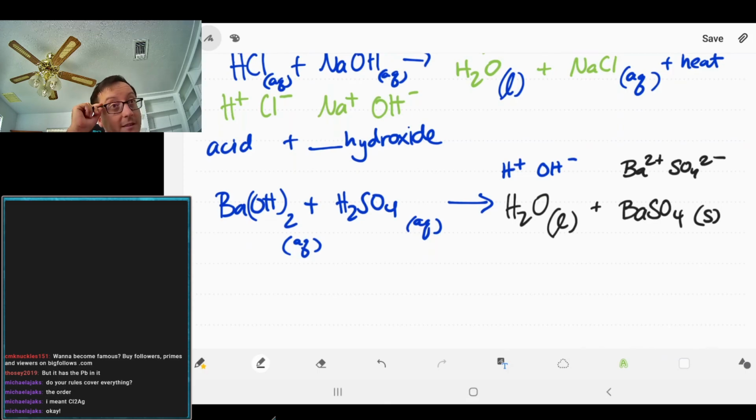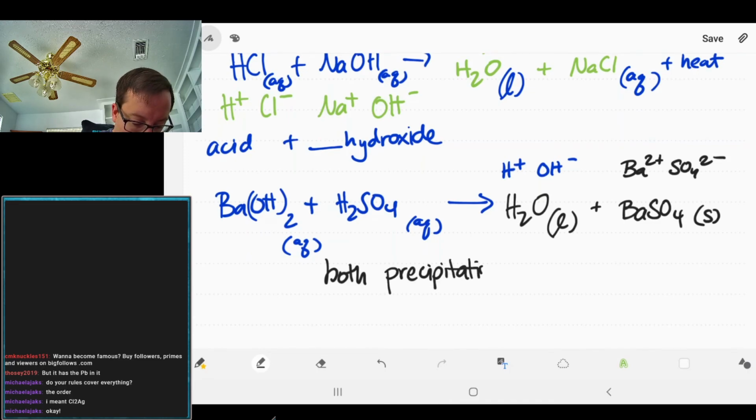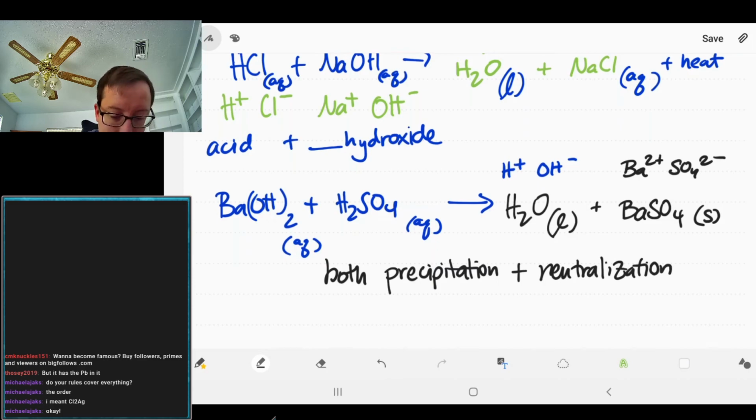So in this case, it's both precipitation and neutralization. The reaction type is double displacement. All of these are double displacement, but these are kind of like additional types, like sub-classifications. So this one is both a precipitation and a neutralization. It's both at once, and it's totally okay for that to happen.